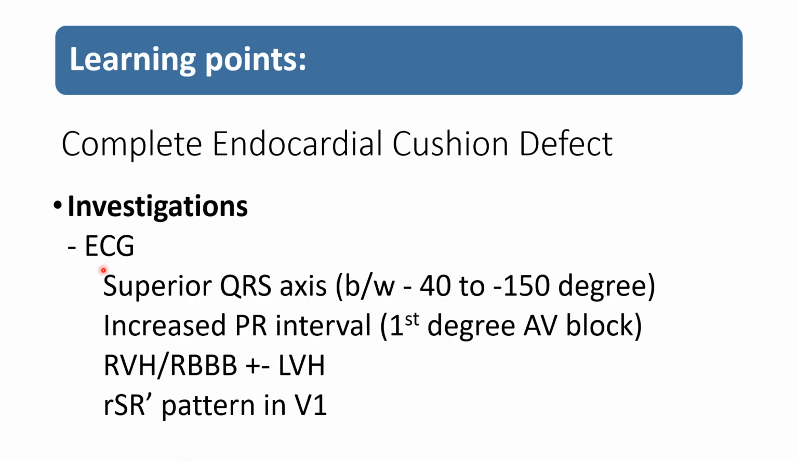In ECD, the ECG will show a superior QRS axis between -40 to -150 degrees because of ASD with VSD with MR with or without TR. Increased PR interval because of first degree AV block, and the patient will have right ventricular hypertrophy, right bundle branch block with or without left ventricular hypertrophy. RSR pattern is seen in the V1 lead. So this is characteristically seen in the ECG.